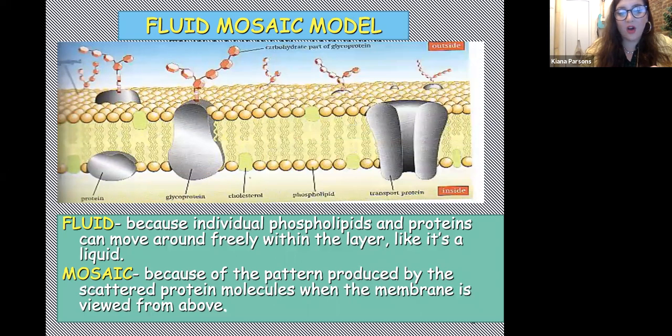And that's all I have for you today, folks. So our aim was, how does the structure of the cell membrane help its function? And this was Unit 4, Transport, Day 1.